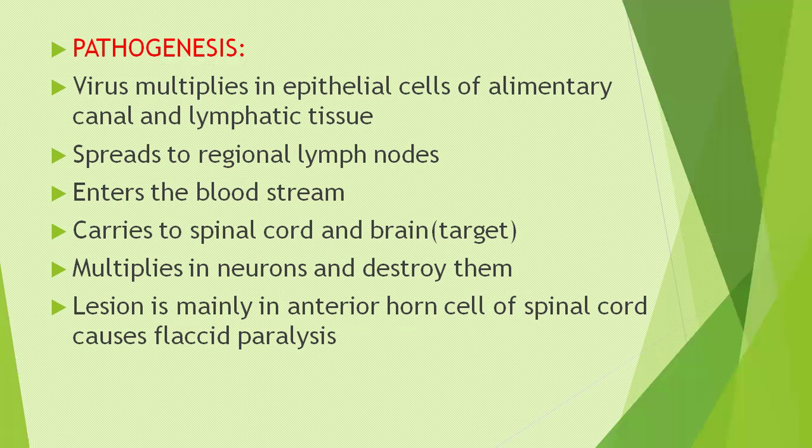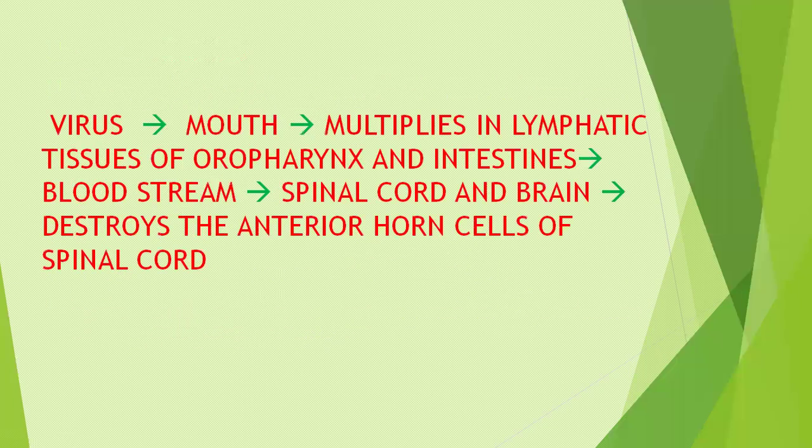And sometimes we can see neural spread, which means the virus also spreads directly through the nerves. This is especially seen in case of tonsillectomy. In case of tonsillectomy, the virus spreads via the glossopharyngeal nerve, which is present in the tonsillar fossa. So this is the pathogenesis. This is the outline of pathogenesis.